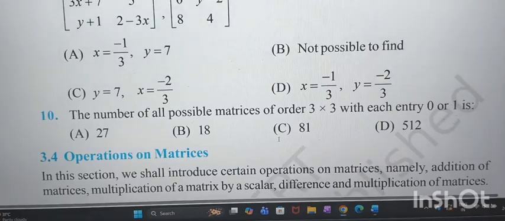So we have completed this exercise. We will start with the next topic, operations on matrices, in our next video.